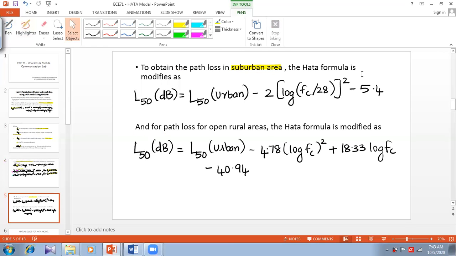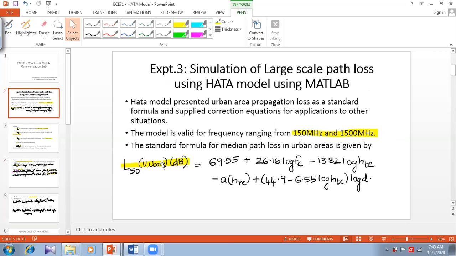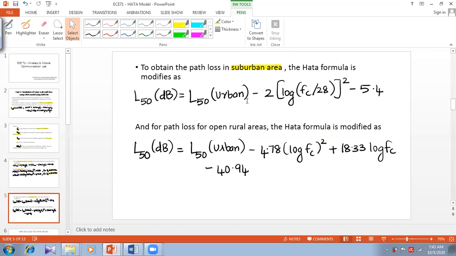So Hata modified his equation to incorporate the suburban area. The path loss was given by L50 dB for suburban area is equal to L50 for urban, which we have calculated earlier. Using this, whatever path loss you got, which was for urban, that has to be used, minus 2 times log(fc/28) the whole square, minus 5.4. This was the formula suggested by Hata to find out the path loss for your suburban area.